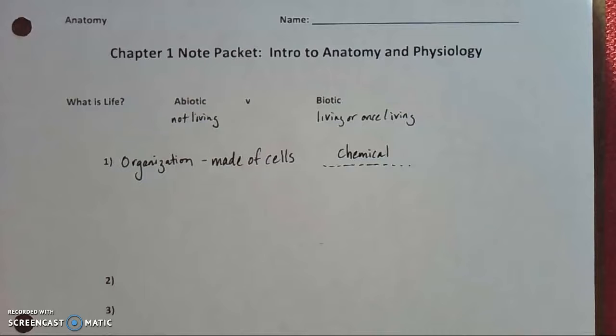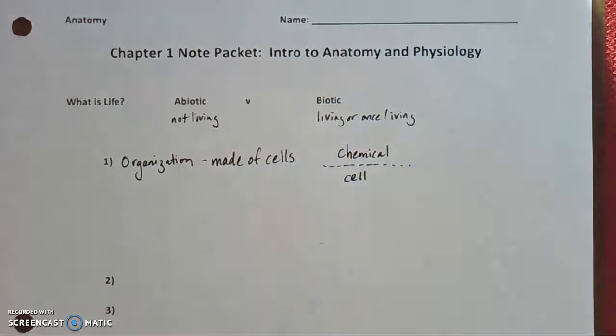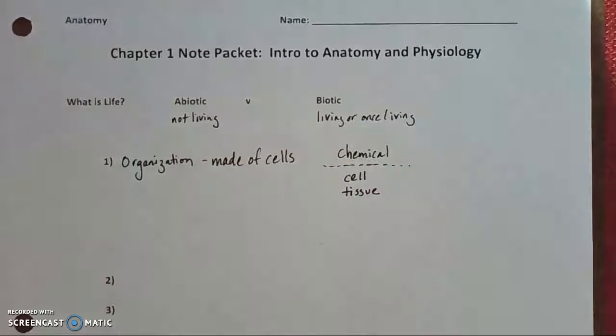So a chemical on itself cannot really exist. It does not share the other characteristics. But if we put chemicals together in a certain way, we end up with a cell. And a cell, like a bacterial cell, is biotic. If we put cells together, we end up with a tissue. So a tissue is just specific cell types together to carry out a specific function.